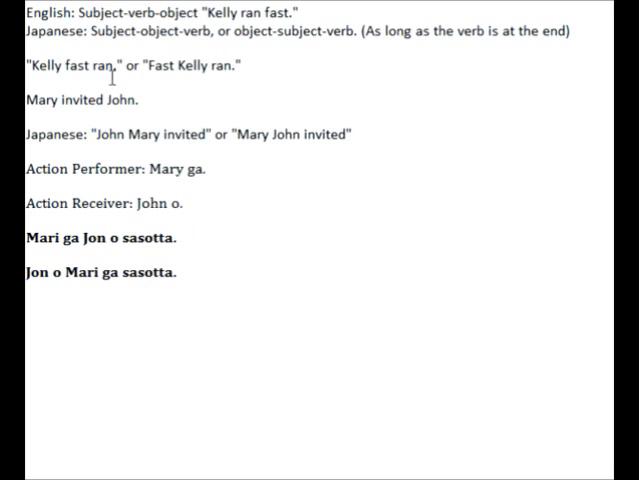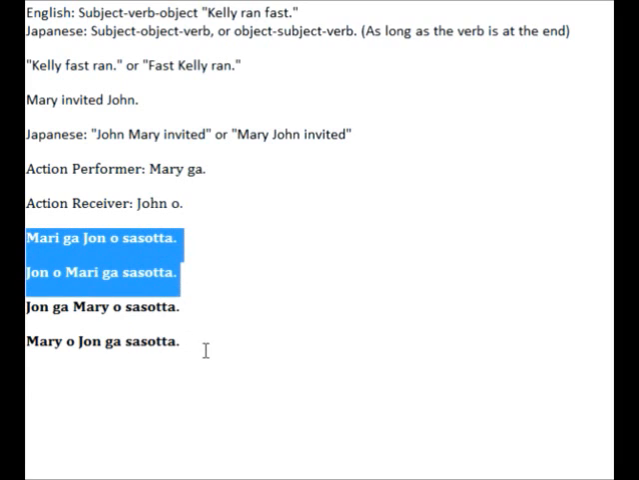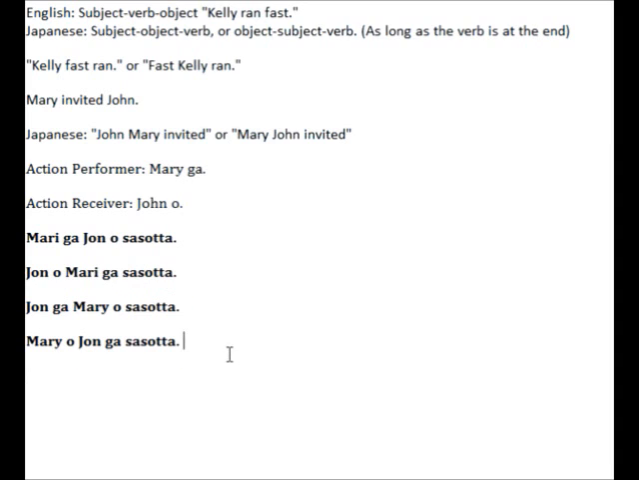So let's say John's inviting Mary. You'd say John ga Mary o sasota. John invited Mary. You could also say Mary o John ga sasota, like that. See? This means Mary invited John, and this means John invited Mary. Get it? Okay.